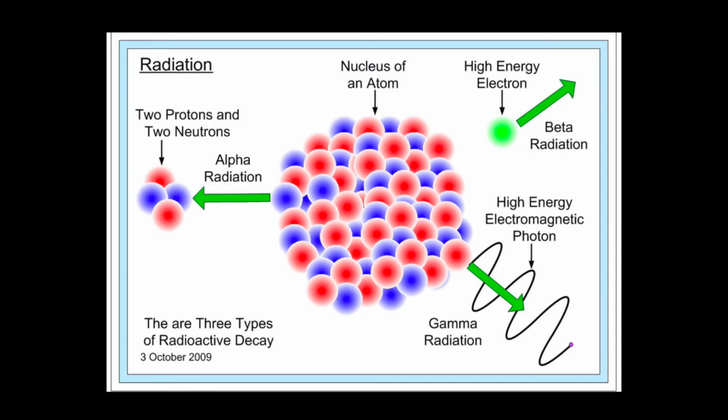It spits out an alpha particle. Since the parent nucleus loses two protons and two neutrons, the atomic number changes. The atomic number goes down by 2, and the atomic mass goes down by 4, because you've lost the 4 nucleons. So that's alpha decay.